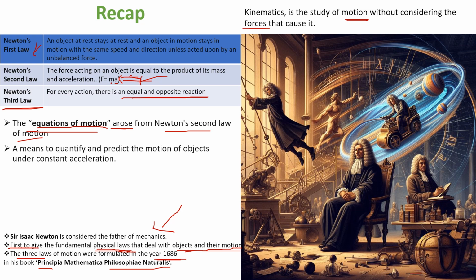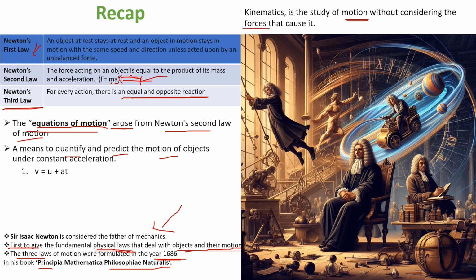These equations are a means to quantify and predict the motion of objects, because everybody is moving: Earth is moving, planets are moving, the sun is moving, we move, everyone is moving. So how do you quantify and predict the motion of these objects? Under constant acceleration. The catchword is that acceleration is assumed constant.